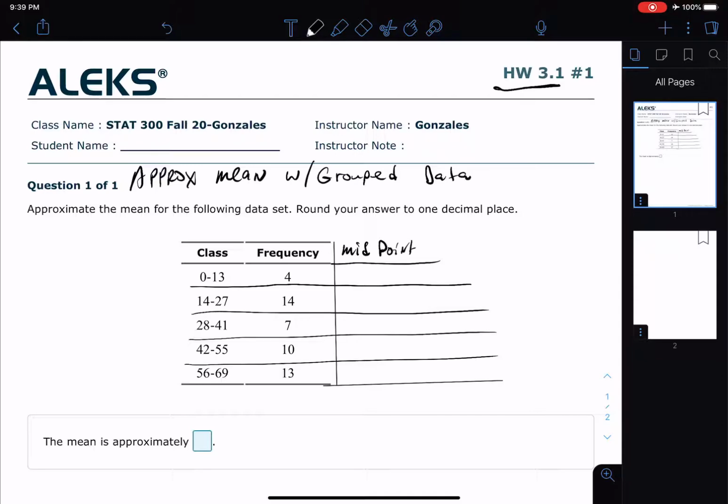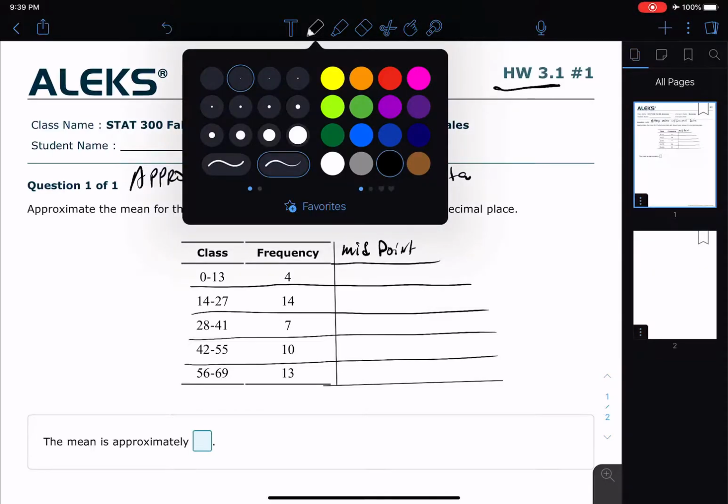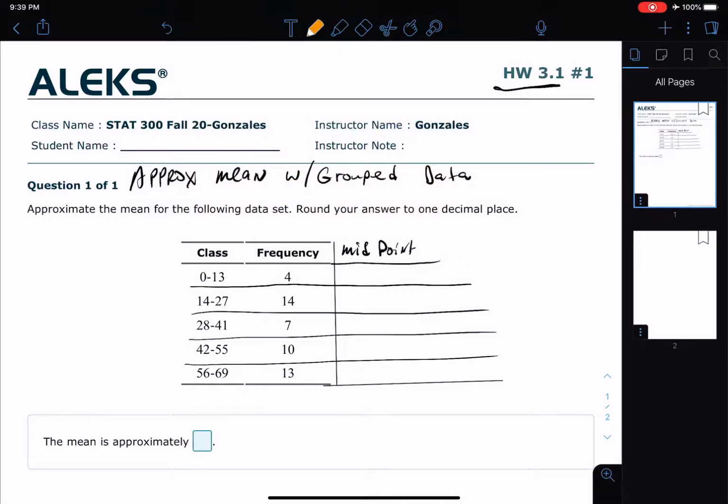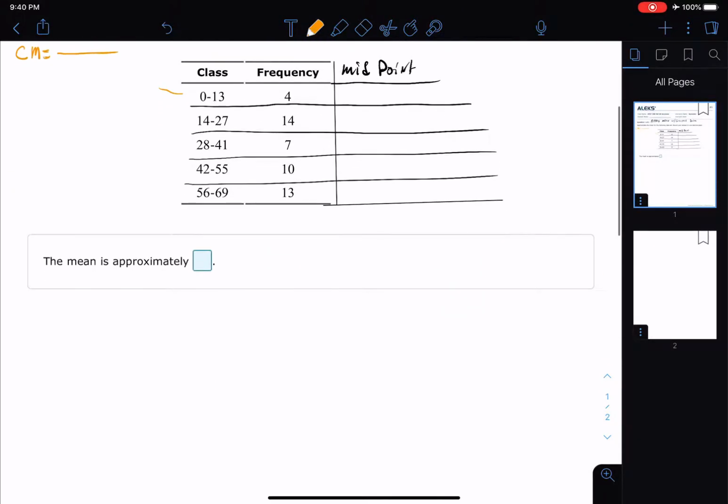I guess I'll use some color here. So the way we get our midpoint, I'm going to call this class midpoint. I think I showed you how to find a class midpoint before, in the last one. I'm going to write this down here: class midpoint.